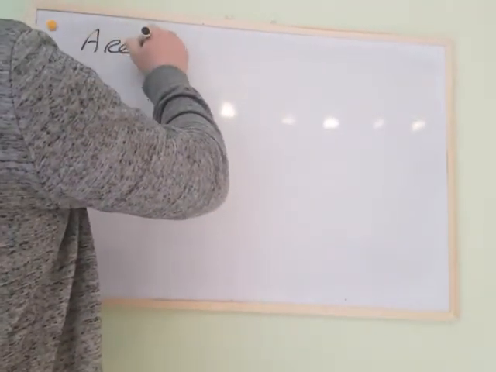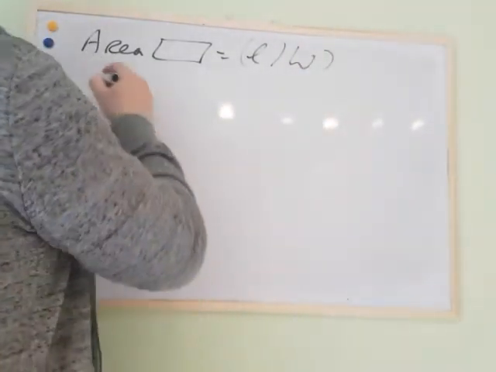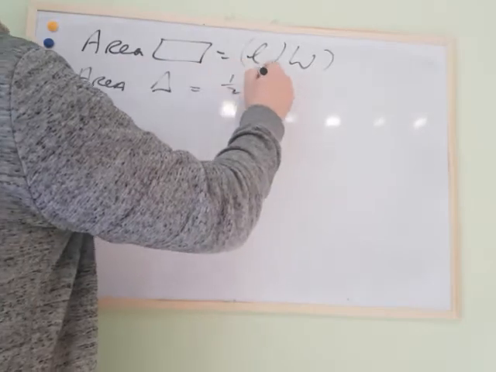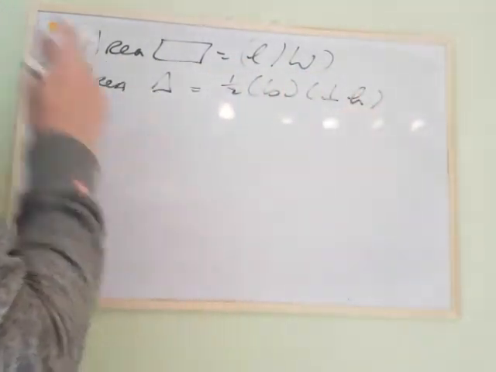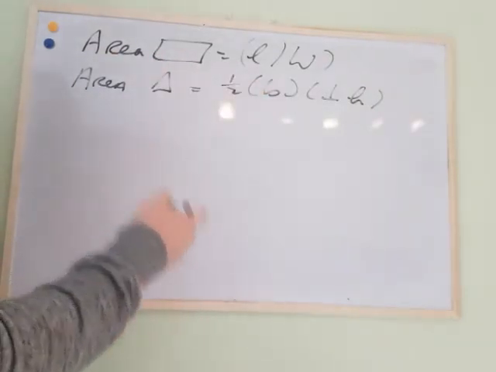Okay, so just as a quick recap, if I want to get the area of a rectangle, it is the length times the width. If I want to get the area of a triangle, it is half the base by the perpendicular height. So I want to talk about this first of all, just for a few minutes. This idea of base, okay?